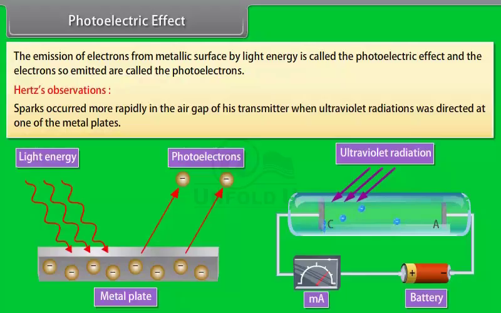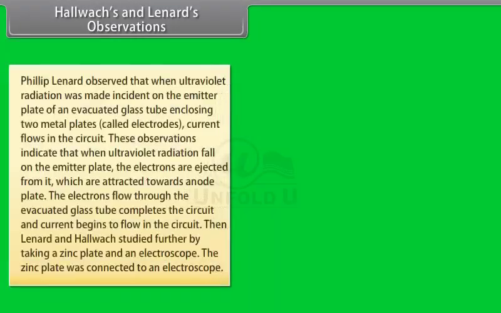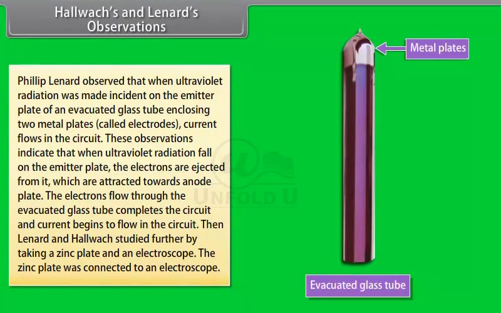This is the photoelectric effect. Hallwachs and Lenard's observations. Philip Lenard observed that when ultraviolet radiation was made incident on the emitter plate of an evacuated glass tube enclosing two metal plates called electrodes, current flows in the circuit. These observations indicate that when ultraviolet radiation falls on the emitter plate, the electrons are ejected from it, which are attracted to the anode plate. The electrons flow through the evacuated glass tube, complete the circuit, and current begins to flow in the circuit.